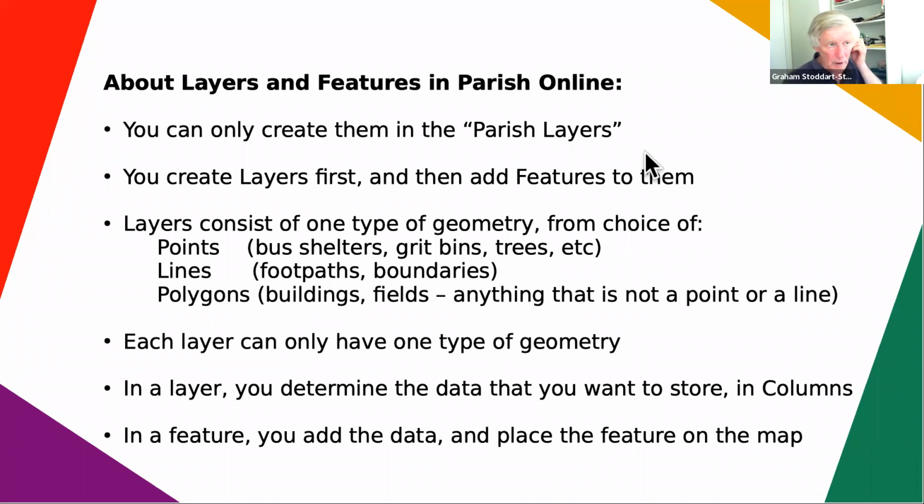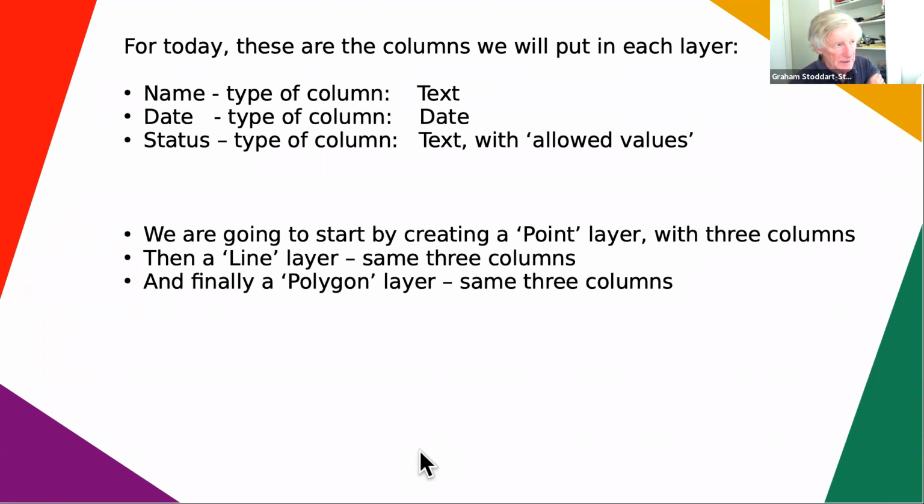So just to summarize from this morning, you can only create your own layers in the Parish Online, the Parish Layers collection. The first thing you do is to create the layer, i.e. the infrastructure, and then you can add the data, the features, to them afterwards. One geometry for each layer, either points, lines, or polygons. And in a layer, you determine the data that you want to store in those columns that we created this morning. And then in a feature, you actually add the data and place the feature on the map. So same thing as this morning, just to keep things easy in everyone's minds.